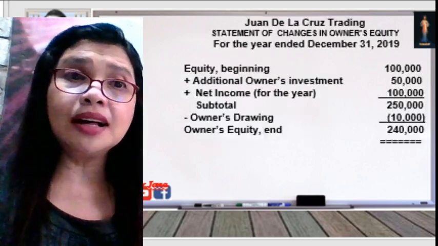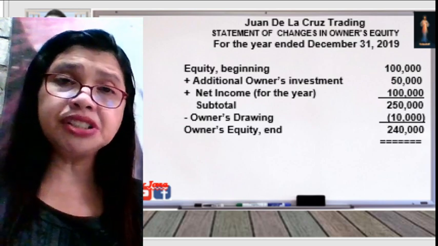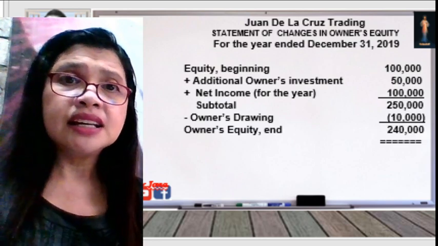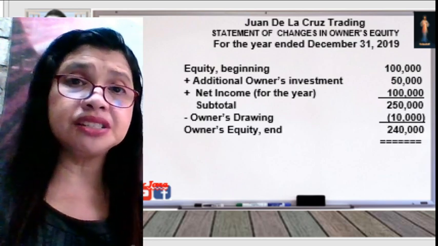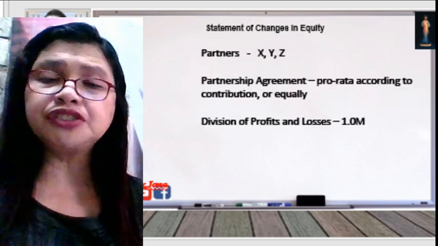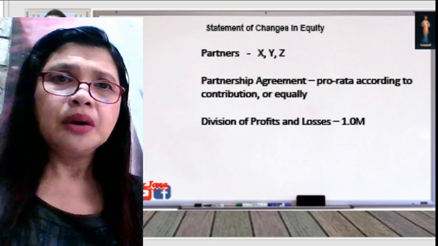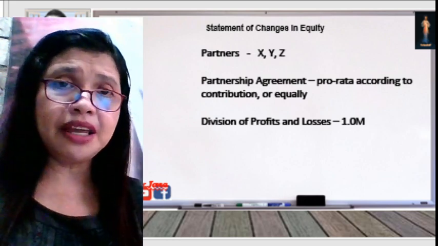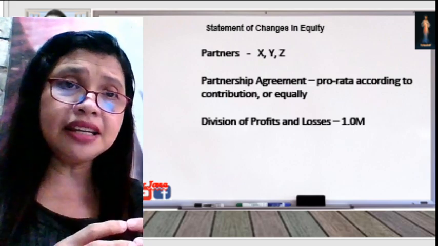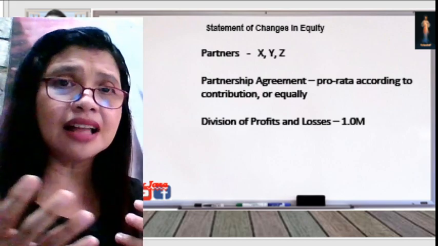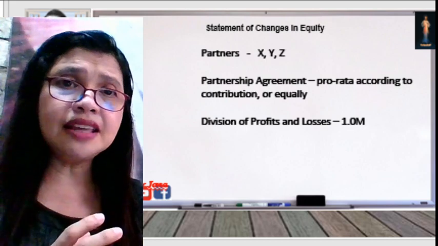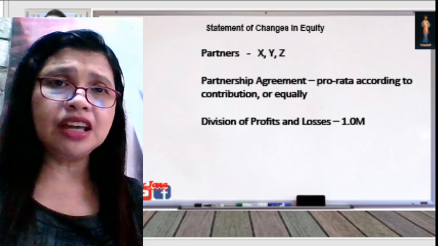Now we go to the partnership. For the partnership form of organization, we have the statement of changes in equity for partners. Well, as we have said earlier, it may have two or more partners, or two or more persons who contributed their money, their assets, their property, their talent, their industry, and they have the intention of dividing the profits among themselves.